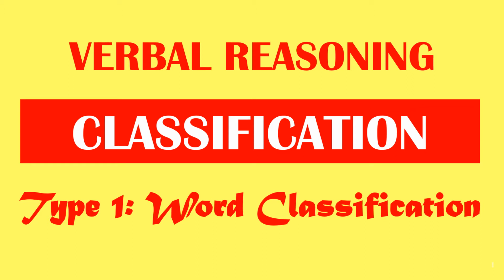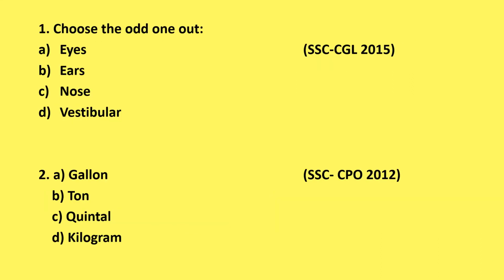In this video, we are going to discuss classification, and basically the questions in this video will be based on type 1, that is word classification. So how can we classify words? Generally, the questions that we come across based on this topic are finding the odd one out. So let's have a look at the first question now.